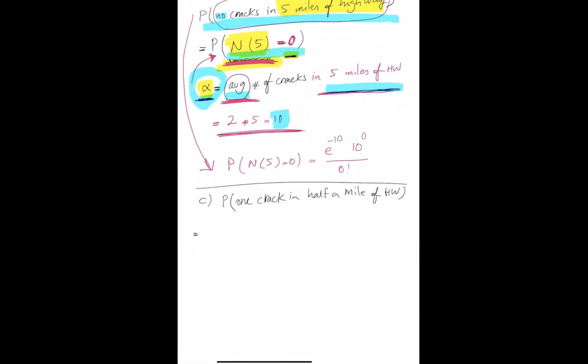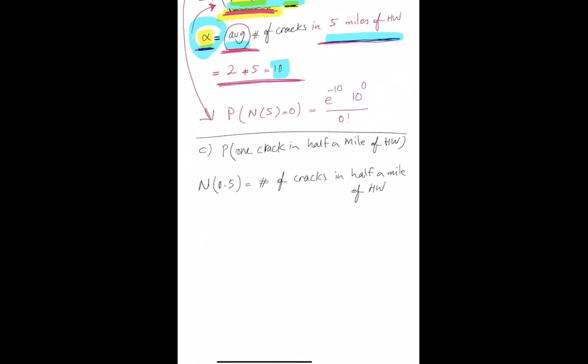Okay, so you're right, but let's go over it step by step so everyone can understand. First of all, I'm looking here at the new random variable. This random variable is the number of cracks in half a mile of the highway. That's my new random variable. This random variable still has a Poisson distribution, and the possible values still go all the way from 0 to infinity.